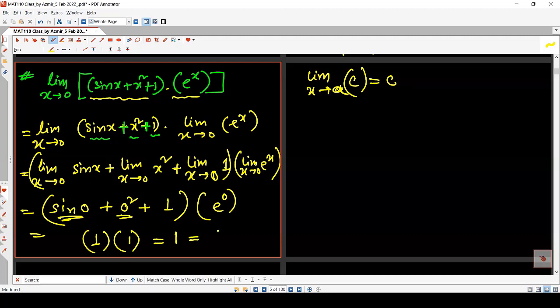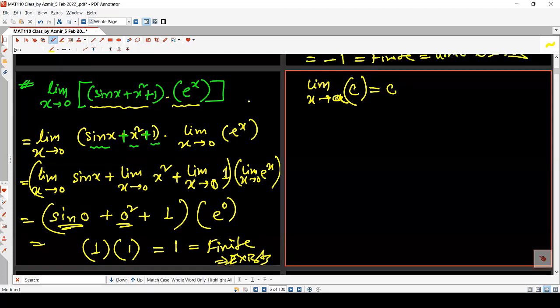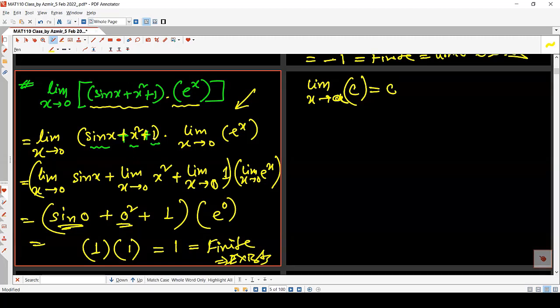That means we can say that limit exists because this is a finite value. So limit exists. So we have seen that here the product property has been applied. Besides this, since we have the sum, we can also apply sum property.